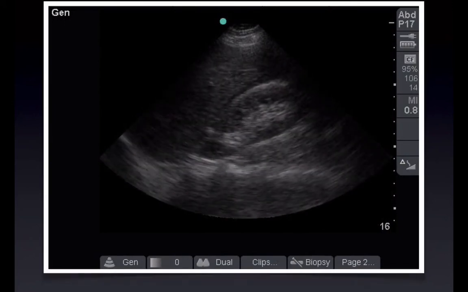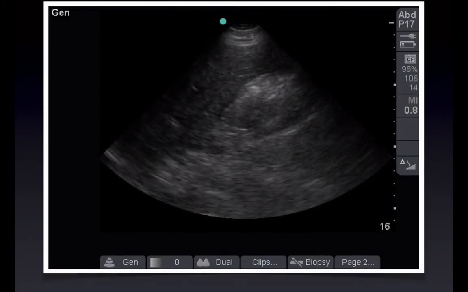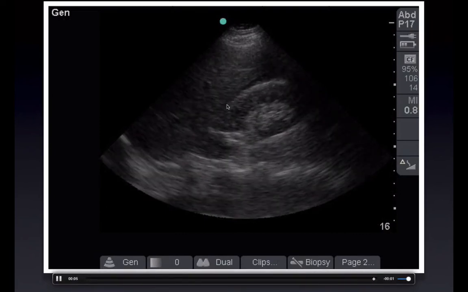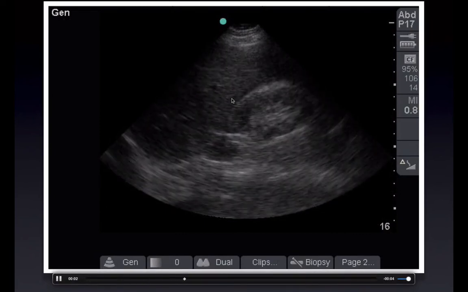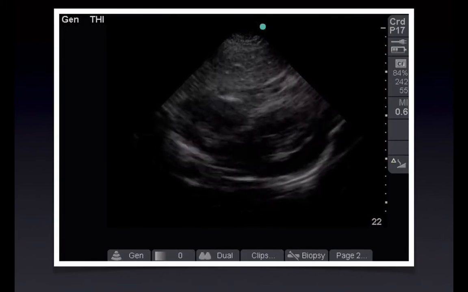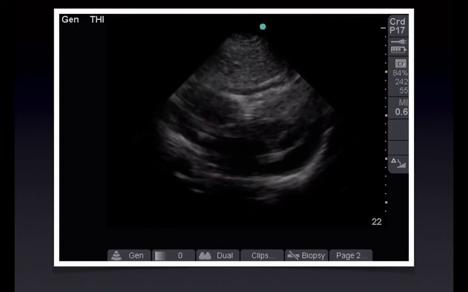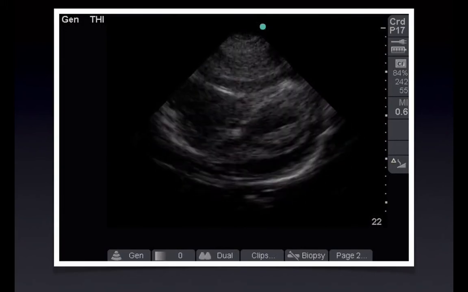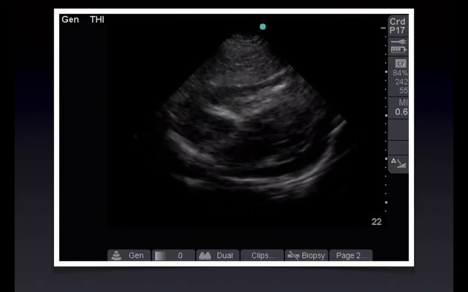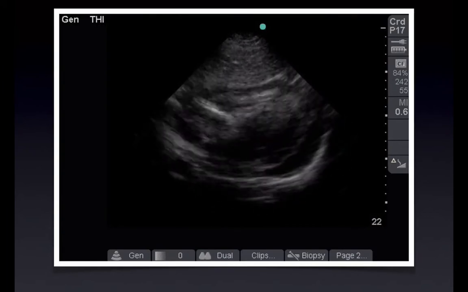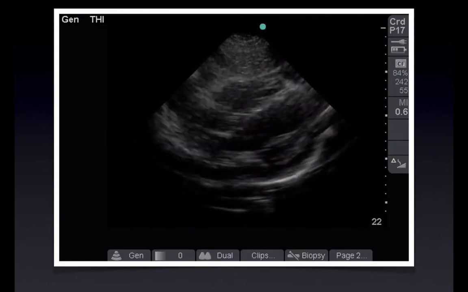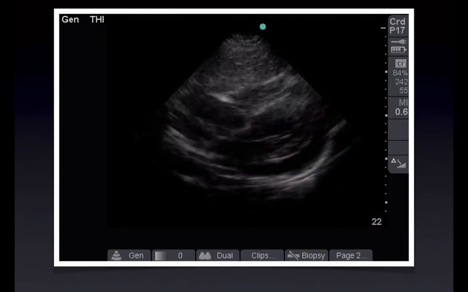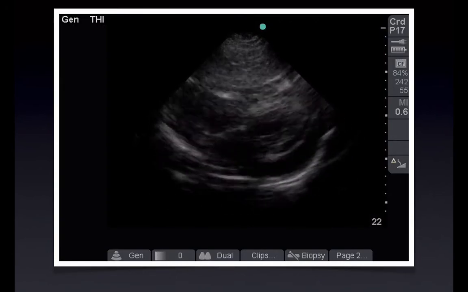Another one, tiny, very, very subtle, but there's fluid there in the pouch of Morrison's or the hepatorenal space. And this is a subxiphoid view of the heart. And what's going on there? Is there an effusion? First thing, let's say first, is there cardiac activity? Yes, obviously.